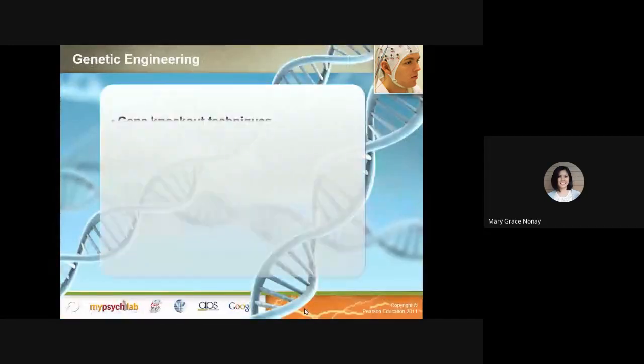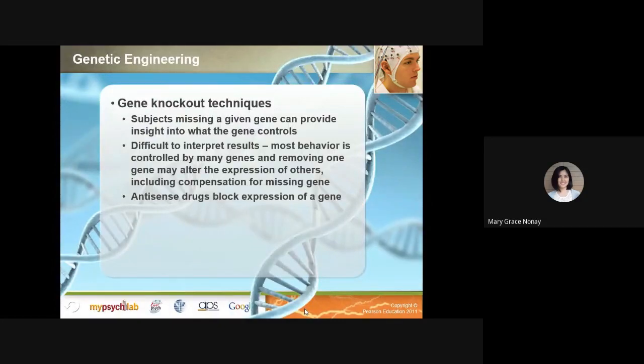And we have genetic engineering. Okay? We also tackled this, no? So in gene knockout techniques, subjects missing a given gene can provide insight into what the gene controls. Okay? And we also have this difficulty in interpretation. Kasi kung pareho kanina na yung sa lesioning, we can't really conclude at once that a certain part that was lesioned causes a certain behavior or certain thoughts or personality changes.